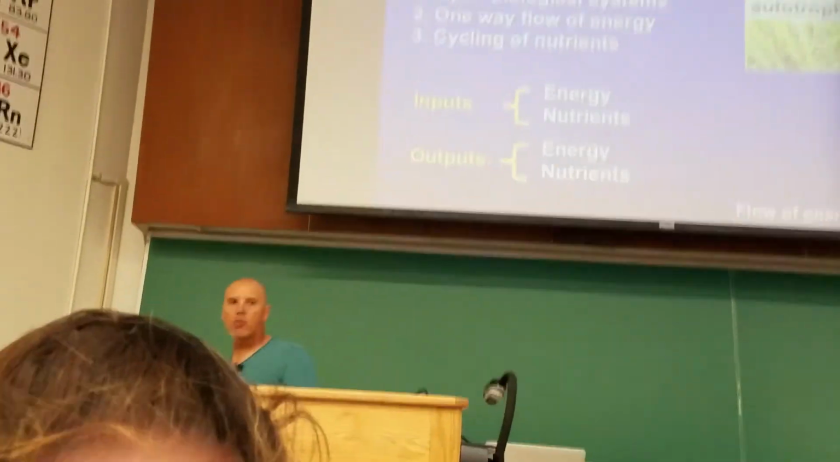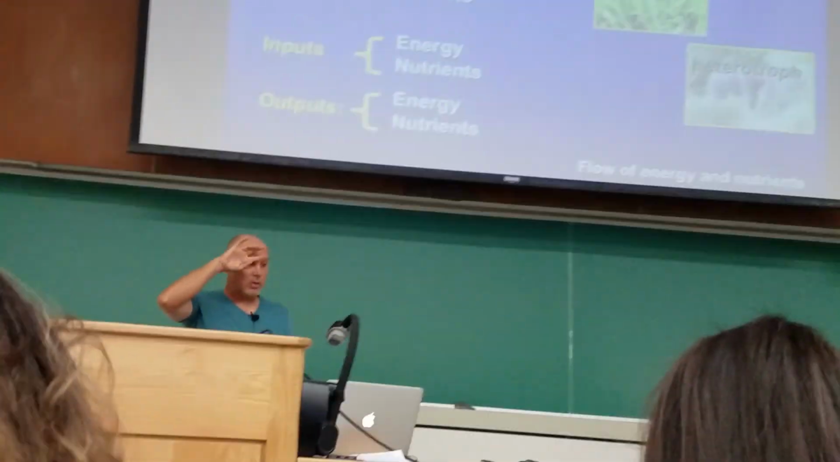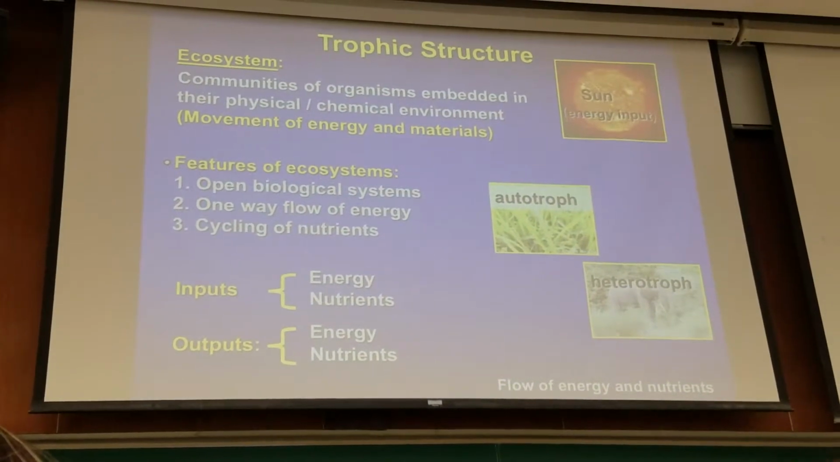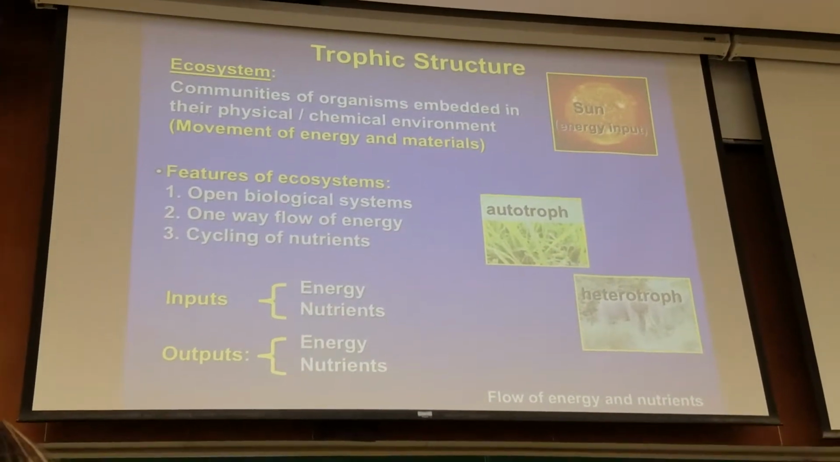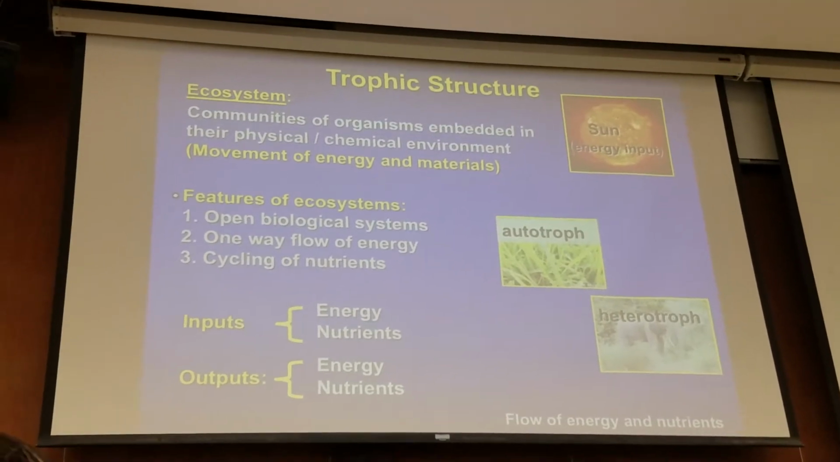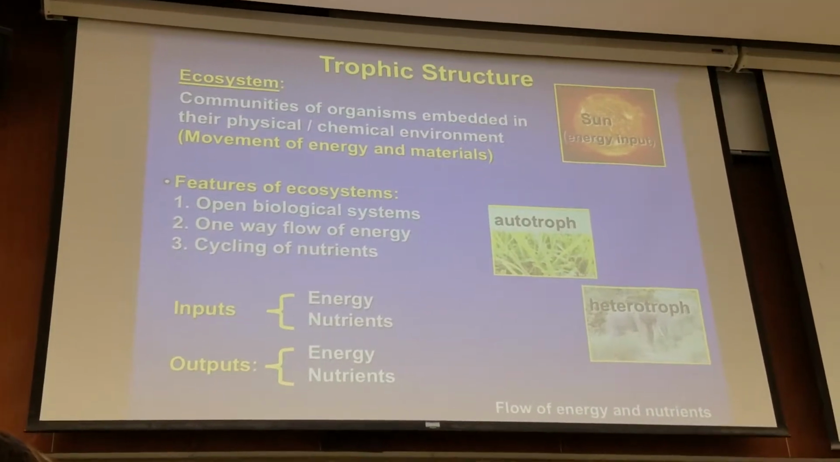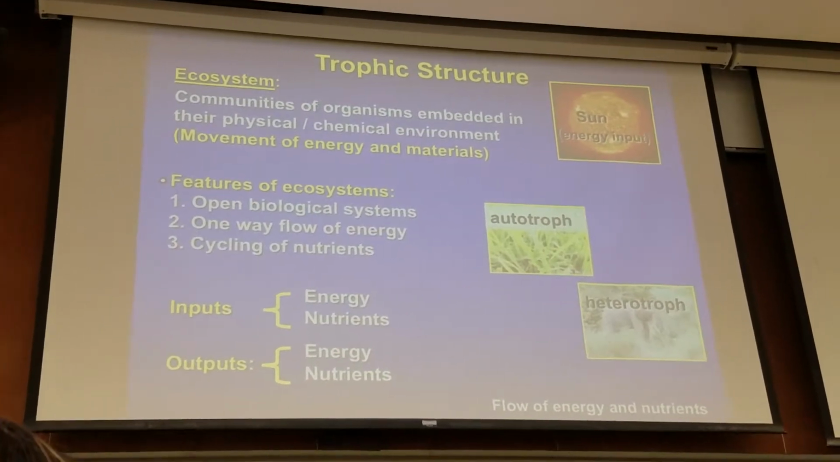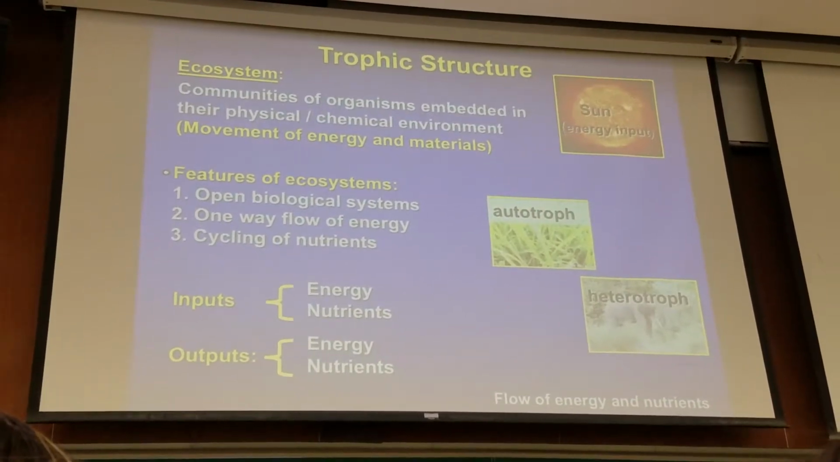So let's talk about ecosystems just briefly, because I want to talk about social structure. And in order to understand that, we need to know something about ecosystems. So community of organisms, what is an ecosystem? Community of organisms embedded in their physical environment or chemical environment. We're really talking about how energy flows through a system and how nutrients are typically cycled within it. So let's start with the most basic, which is sun is the primary energy source. So sun forms the primary energy source for our planet.